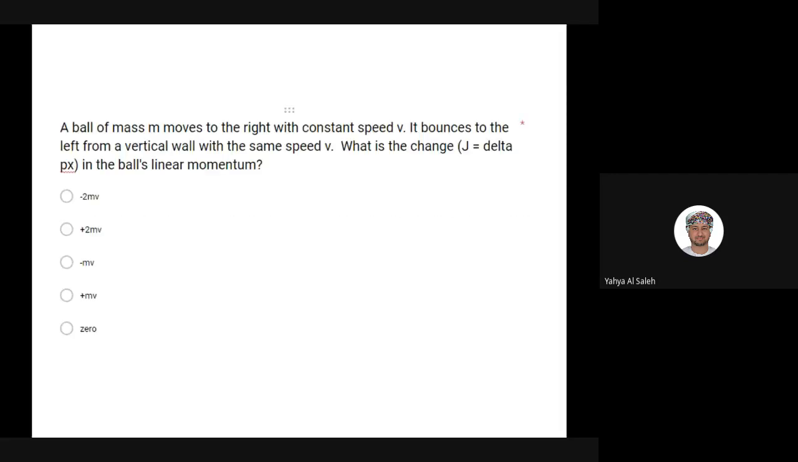Let's go through a series of exercises. Now, these are not in Moodle. I haven't had time to code them into Moodle. So we'll do them in the chat screen. A ball of mass m moves to the right with constant speed v. It bounces to the left from a vertical wall with the same speed v. So initially it's going at plus v, then it's going at minus v. What is the change in the ball's momentum? So what is J? What is the impulse, or otherwise known as delta px?